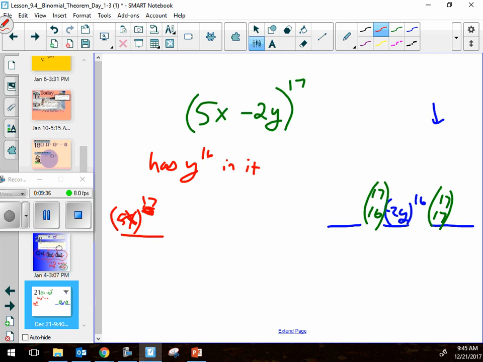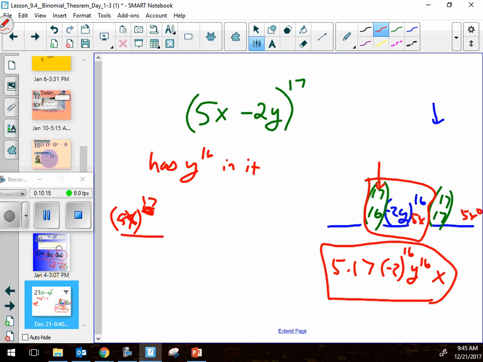Those 5x's, by the time you're near the end there, they're almost out, but you'd still have a 5x to the 1 left. This very last one would be 5x to the 0, but this one would have a 5x to the 1, and since it's to the 1, I can just leave it as a 5x. There's your answer, but not simplified. Your final answer, that's 17 times negative 2 to the 16th, I have no clue what that is, but I can tell you it's even. And then y to the 16, and then a 5, which I can put up here, and then an x.